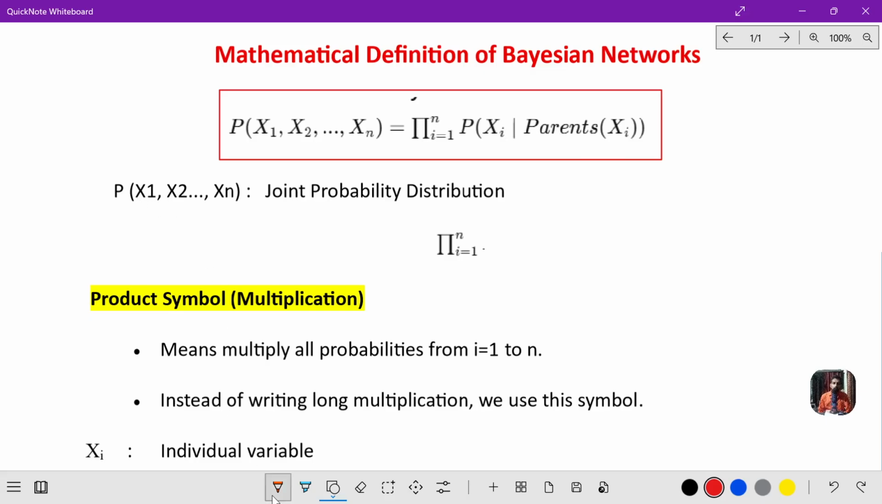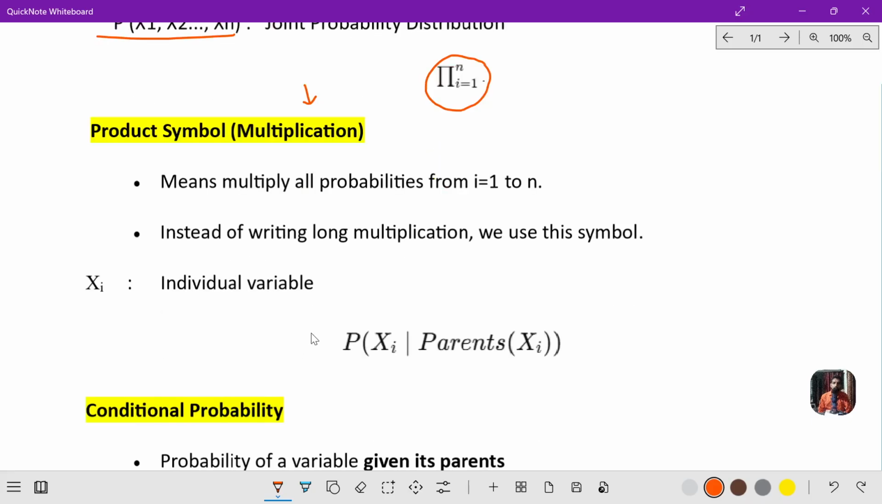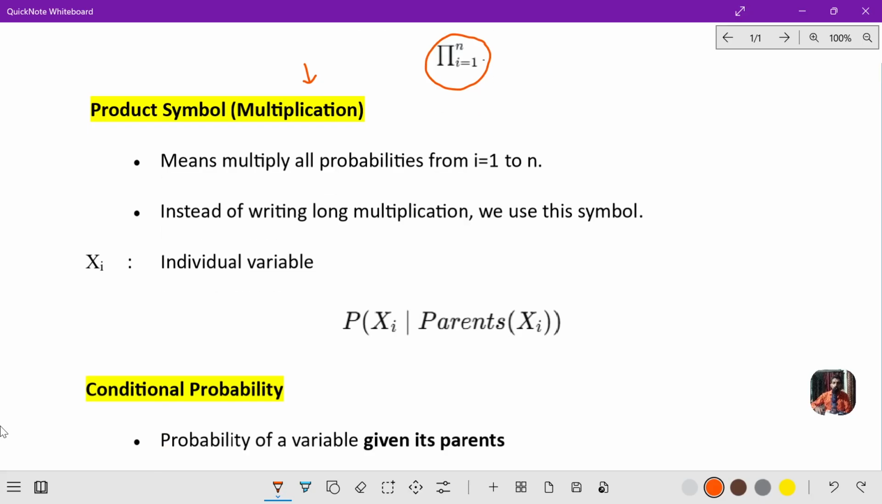In this, if you observe P of x1, x2, and so on up to xn, this is called the joint probability distribution. But if you observe this symbol, the product from i equals 1 to n, what is going to happen? This is nothing but a multiplication. It means we are going to multiply all probabilities from i equals 1 to n. So instead of writing a long multiplication, we use this symbol.